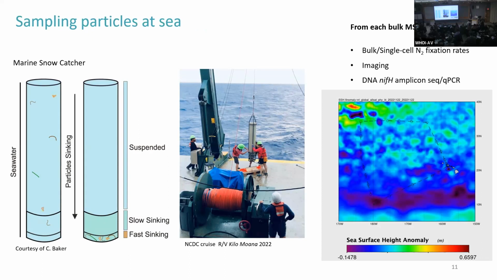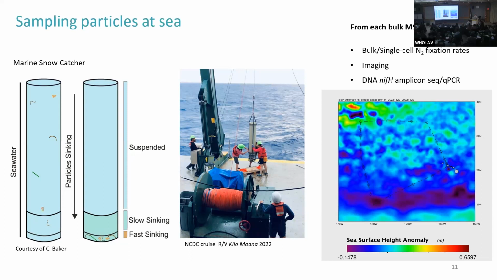You can use sediment traps. You can use in situ pumps. We have used quite a bit marine snow catchers lately. So this is basically just a gigantic Niskin bottle of 100 liters, so you can deploy it to whatever depth you are interested in. You can allow it to sediment on deck for periods up to 5 hours or so, and that will separate particles qualitatively according to their sinking speed into suspended, slow sinking, and fast sinking.